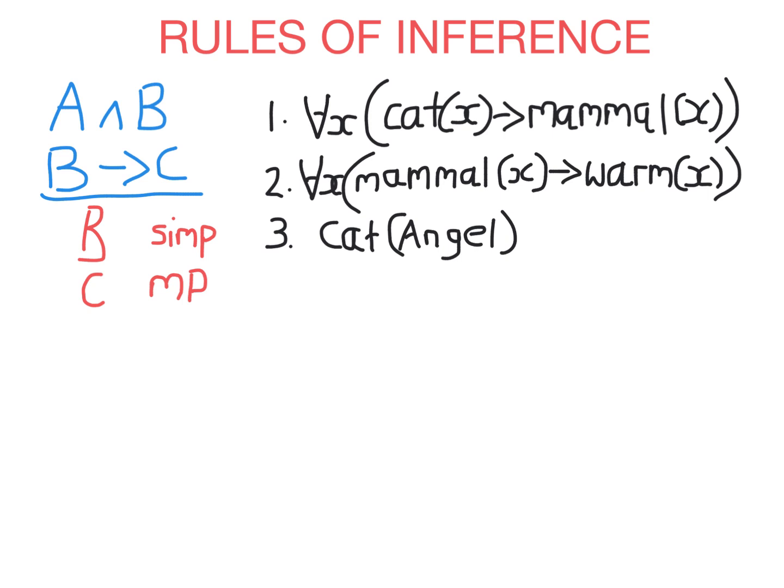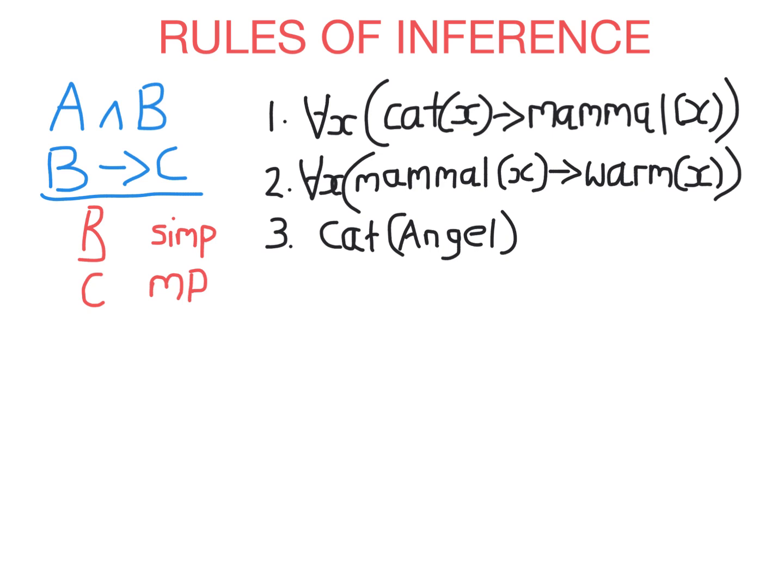So let's turn our attention to an example involving quantifiers. Here we have three premises. The first says, for all x, cat implies mammal. In other words, every cat is a mammal. The second premise basically says, every mammal is warm-blooded. I've just shortened it to warm. The third premise tells us that some member, this angel, is a cat.